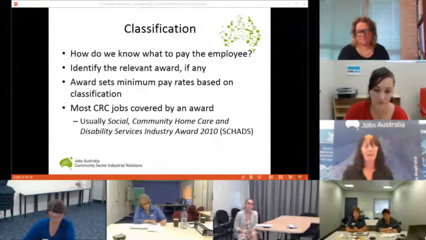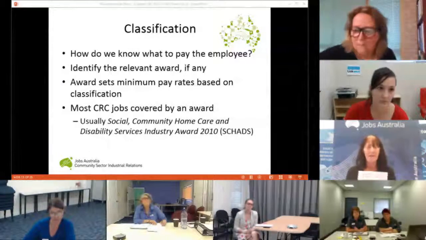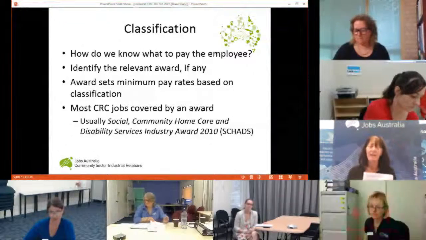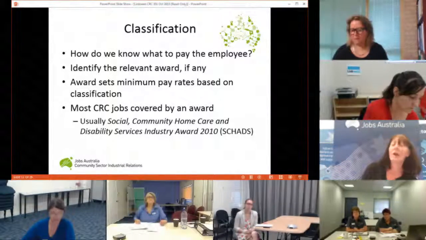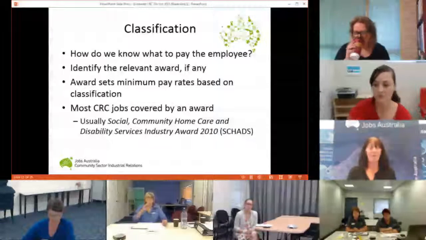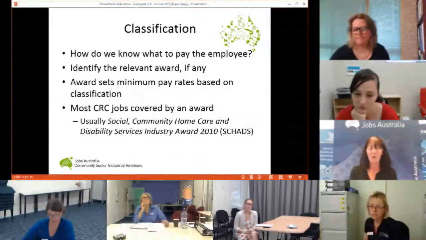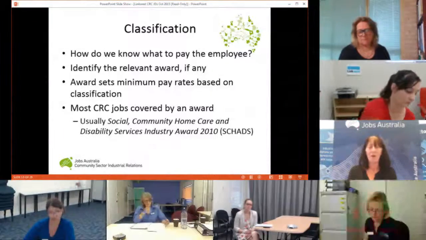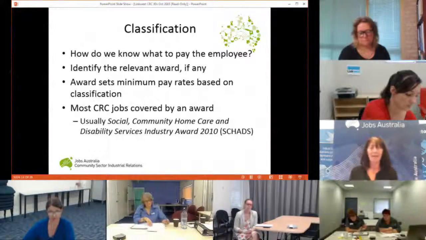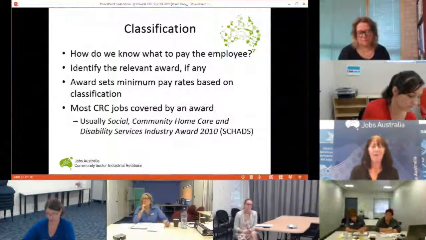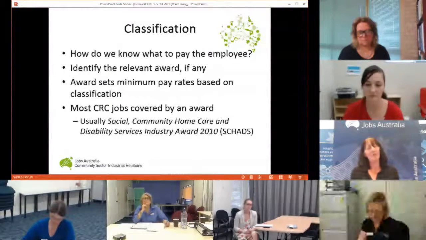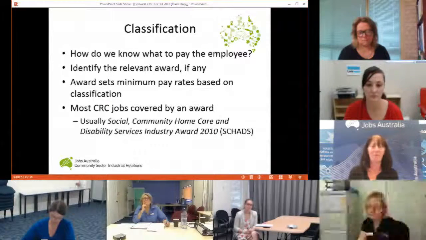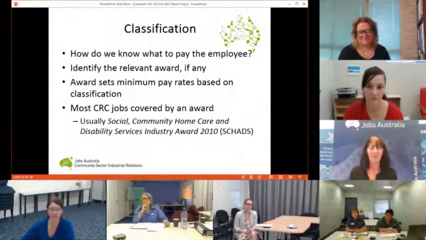Now, if you're a nerd like me, you carry around a copy of the SCHADS award. I know that in the previous award discussion, you all had a bit of a chat about which is the applicable award. So when I'm referring to the award, most CRCs, as we've talked about, are covered by the Social, Community, Home Care and Disability Services Award. Probably the last time you hear me say it that way. We call it the SCHADS Award. And the reason we call it that, we would have no voice left if we had to use those words all the time.